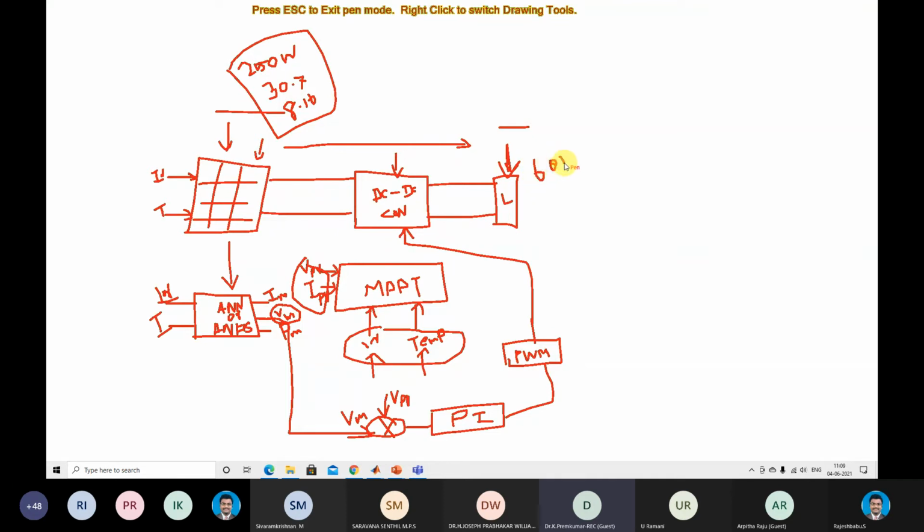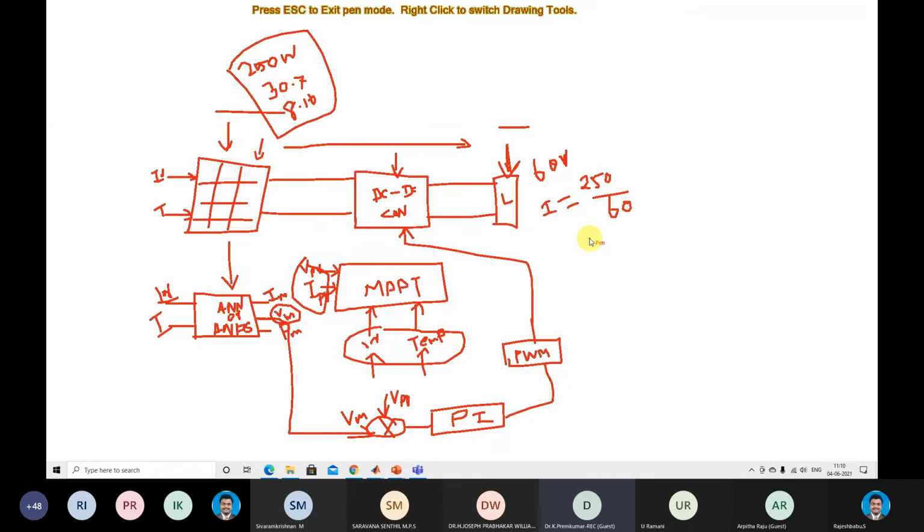If I'm going to fix 60 volt, the maximum current at the load side will be equal to 250 divided by 60, right? So this is the maximum current when I consider the voltage to be 60. The maximum current for that load will be 250 divided by 60.